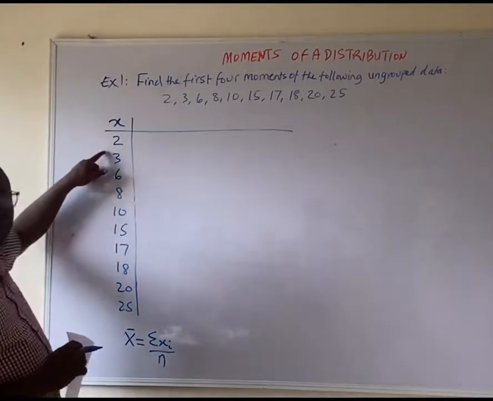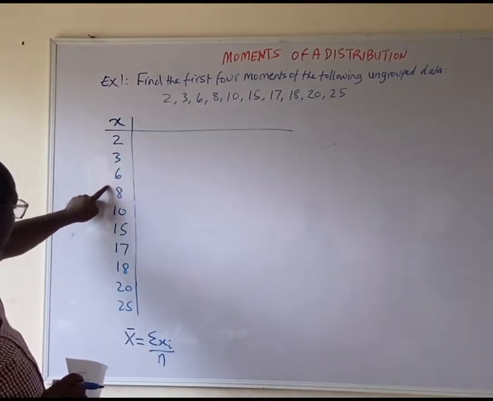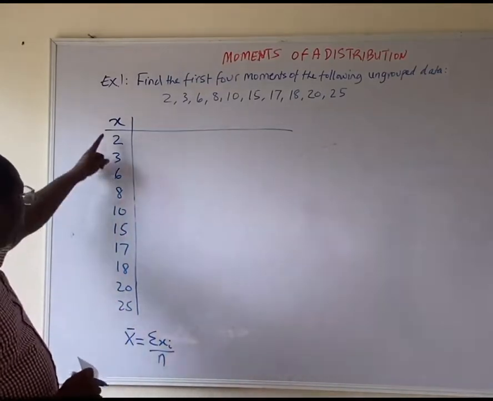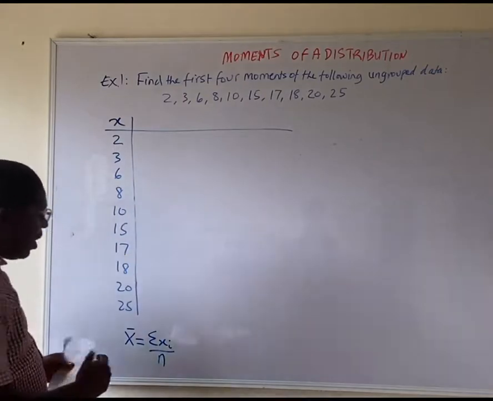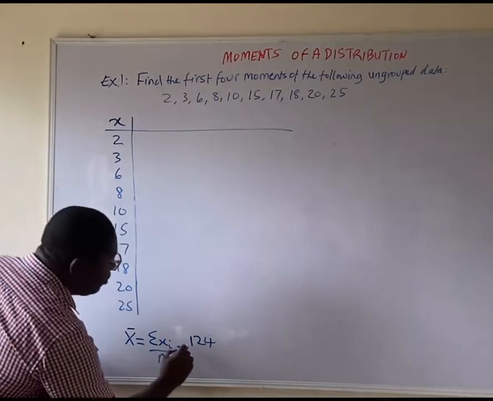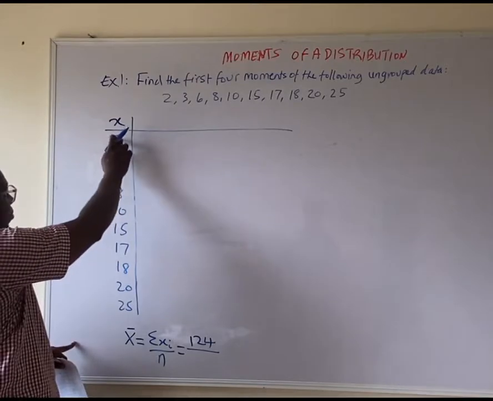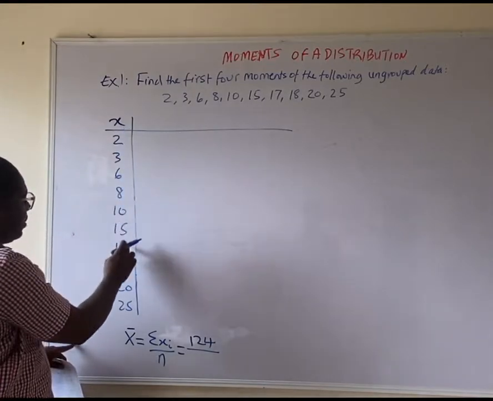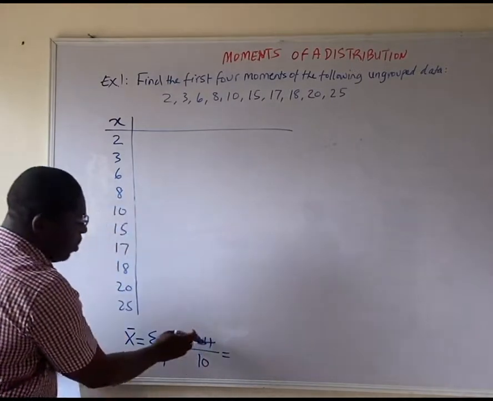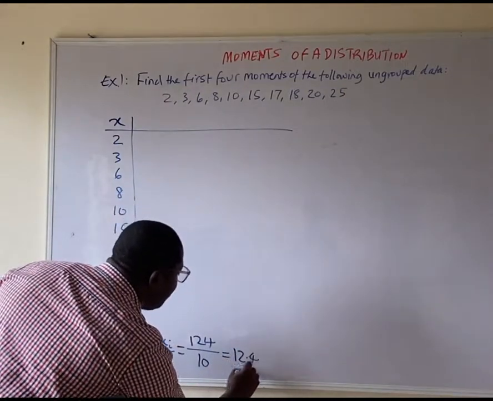Now, can you add these values with me using your calculator? Can you do that quickly? For what I have here, if you add up all this, you are going to have 124. That's the summation of all the values. And how many are they? They are 10. 1, 2, 3, 4, 5, 6, 7, 8, 9, 10. So 124 divided by 10 will give you 12.4.